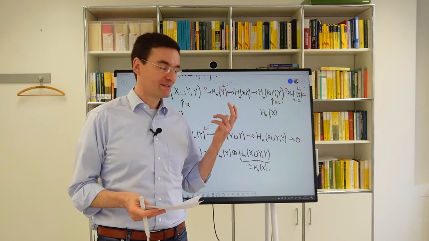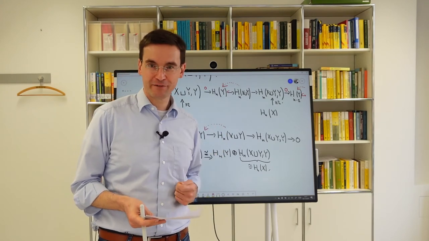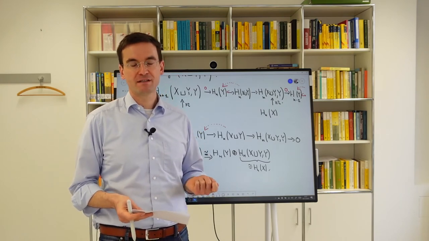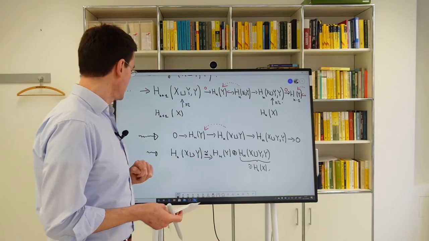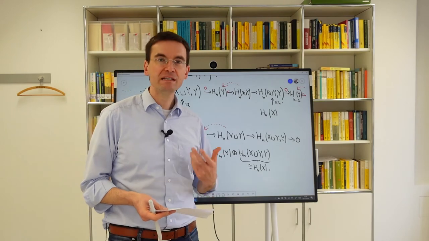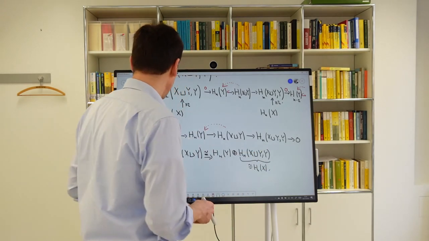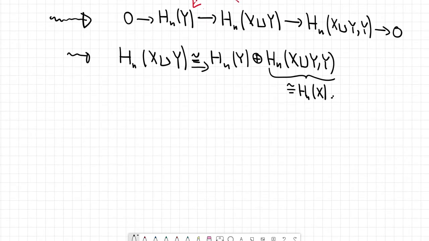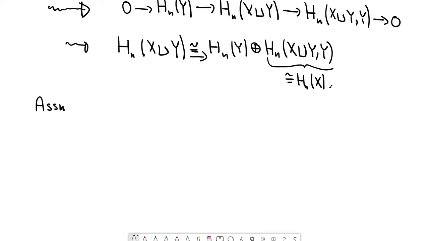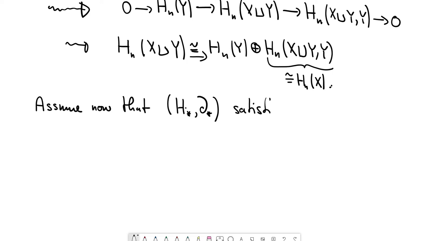So Hn of S0, which we declare as a sphere, is the direct sum of the homology Hn of the two points. Now, to do actual computation, we need to know something about the homology of a point, and therefore we assume the dimension axiom in the following. So let's assume that the homology theory satisfies the dimension axiom. And to be concrete, let's say that H star is a homology theory with values in abelian groups.